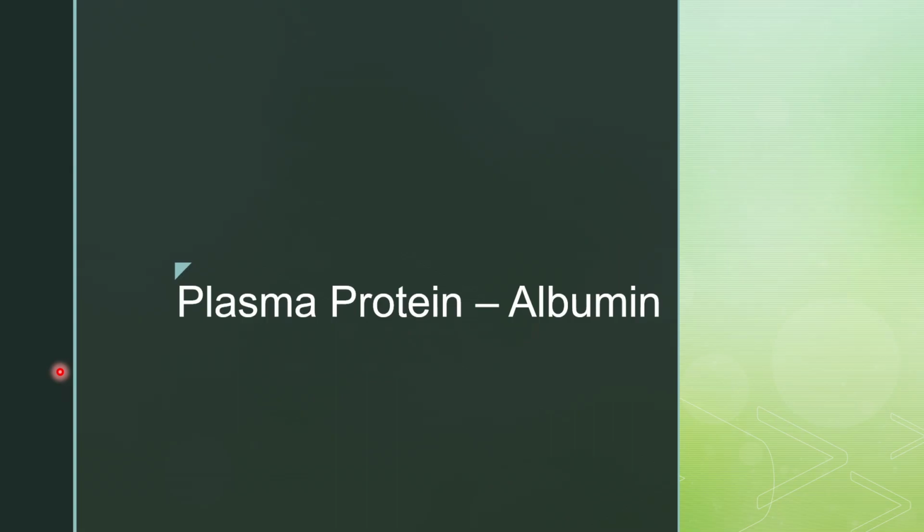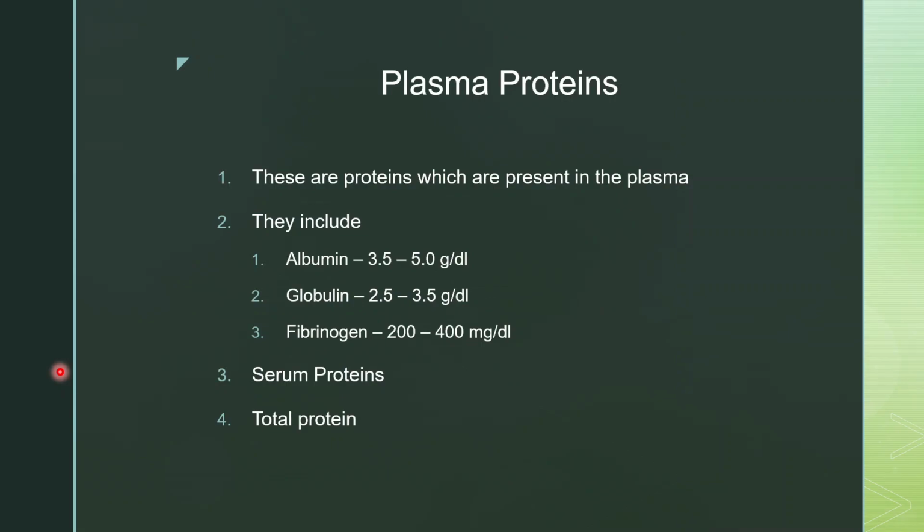Let us try and understand plasma protein albumin. Now, what are plasma proteins? The plasma proteins basically include proteins which are present in the plasma. So they include three proteins which are albumin, globulin, and fibrinogen.